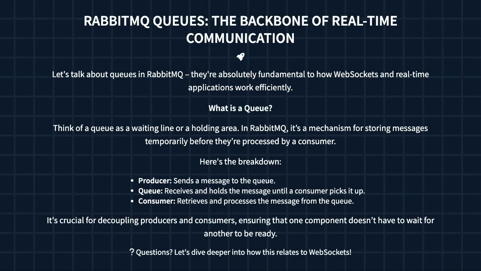Okay, so let's talk about queues and RabbitMQ. Imagine a really busy restaurant. That's essentially what a queue is like. Producers are like the customers putting orders in. They send messages to the queue. The queue itself just holds those messages until a consumer is ready to pick them up and fulfill the order. This keeps things super organized and makes sure nothing gets lost, which is vital for reliable real-time communication. Understanding queues is key to grasping how WebSockets can scale and handle a lot of information smoothly.